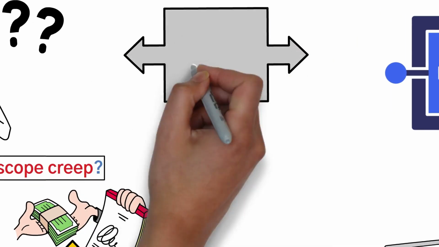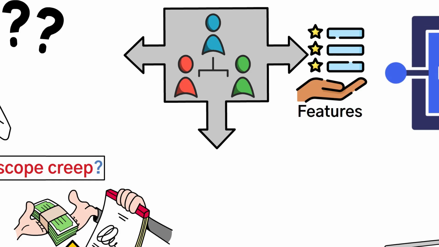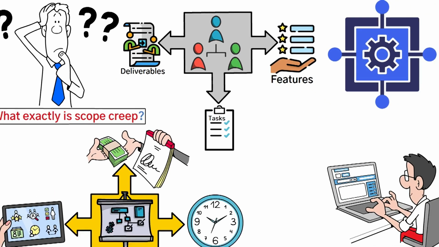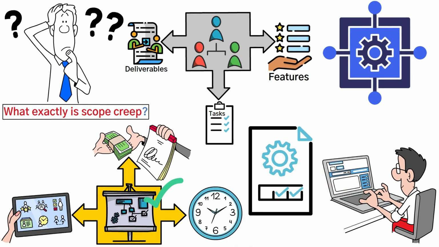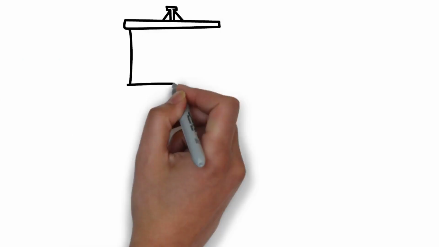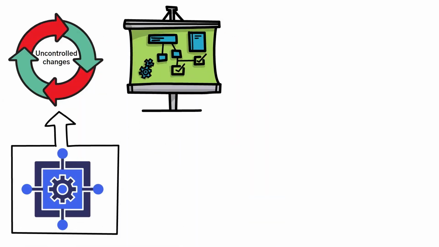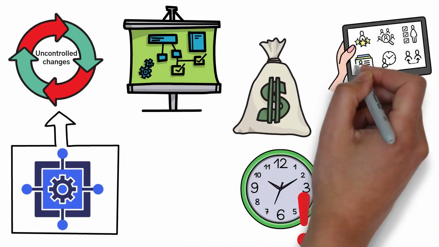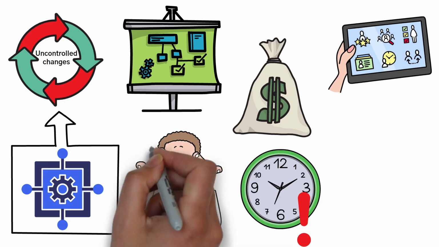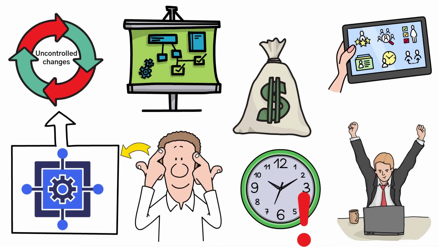This often happens when stakeholders request additional features, tasks, or deliverables after the project has already begun, but there's no formal process in place to manage those changes. While some flexibility is necessary in any project, uncontrolled changes, what we call scope creep, can lead to missed deadlines, budget overruns, and strained resources. That's why understanding how to manage scope creep is essential for project success.